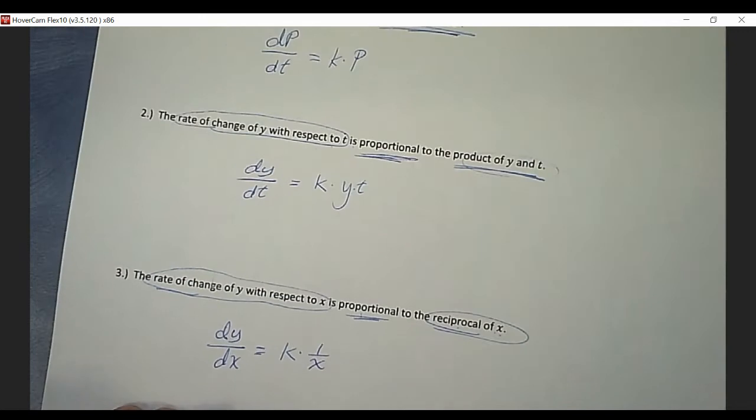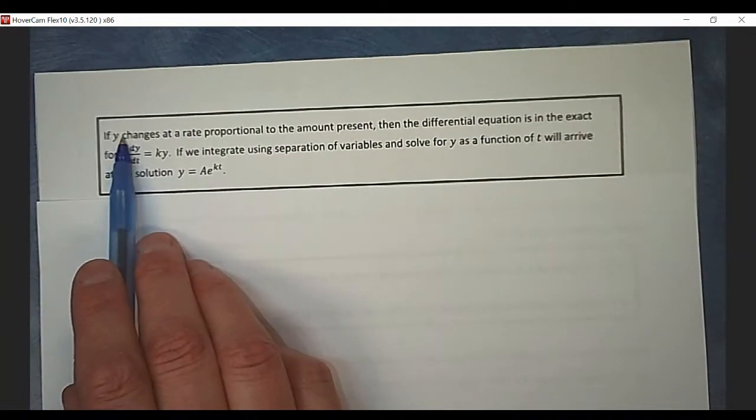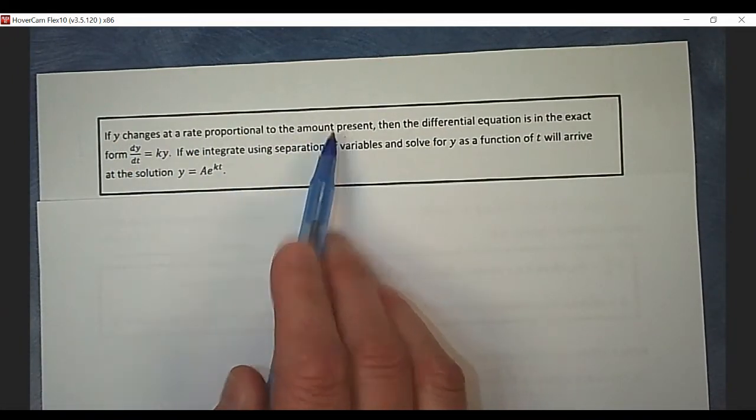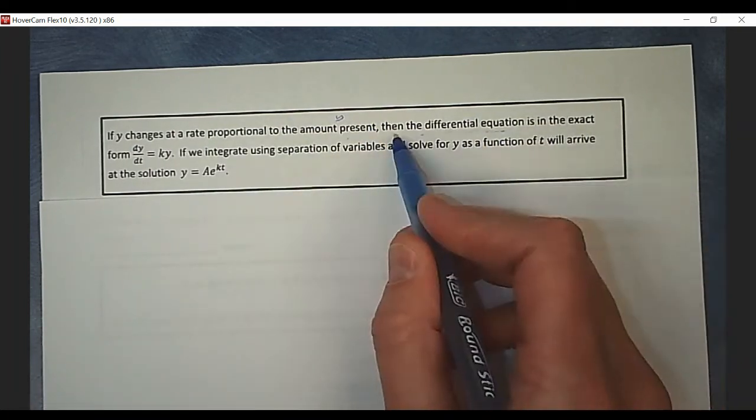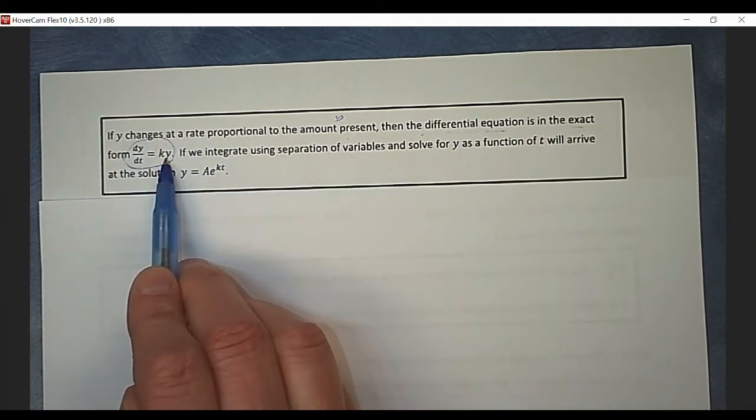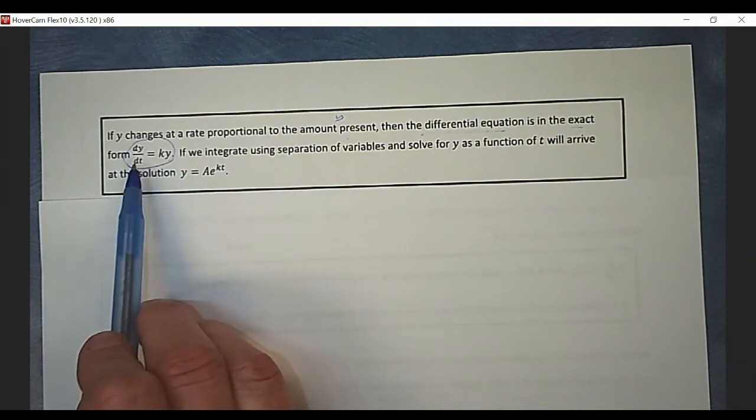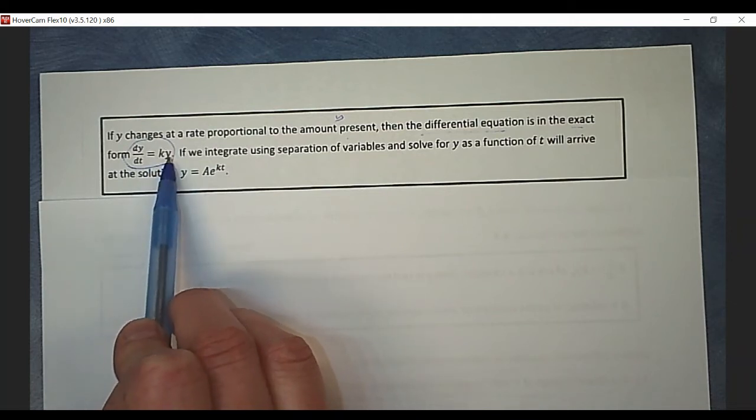Here's how we're going to apply this in the work that we do. What we're going to have is if we have y changing at a rate that is proportional to the amount present, so that is y itself, then the differential equation is in this exact form. So we're not going to be using a reciprocal here. We're not going to be using a product here. This is just going to be a little more straightforward. The rate of change of y with respect to time is proportional to y. It's proportional to the amount of y.